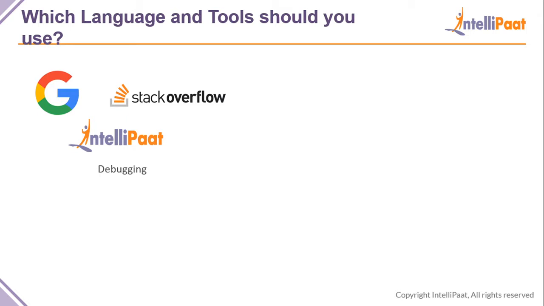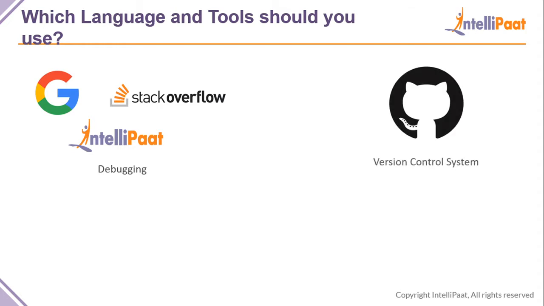Now, Stack Overflow has a really good community, but we at Intellipaat also have a really good community. If you go ahead and ask a question, there will be people in our community that will try to answer these questions also. So this is how you can solve your problems and try debugging. And these are your debugging tools. And then you have version control systems.